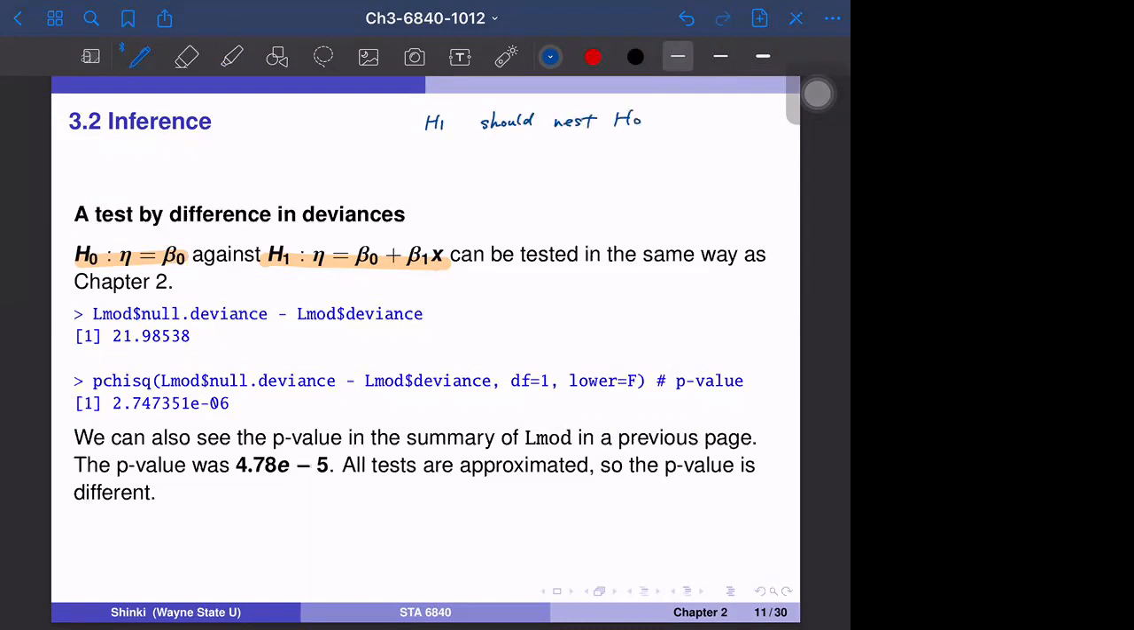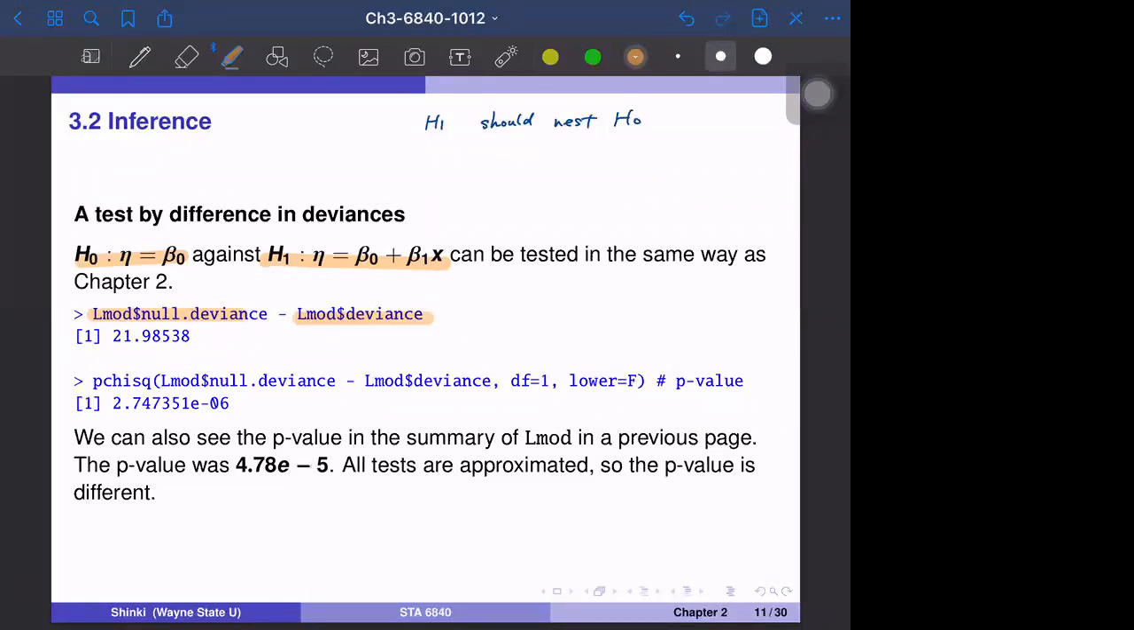So maybe H0 has 2 predictors, and H1 may have 5 predictors. Then the difference is 3 predictors, so that's fine. Just in this specific example we have this H0 and this H1. Then we think about the difference between the 2 deviances.